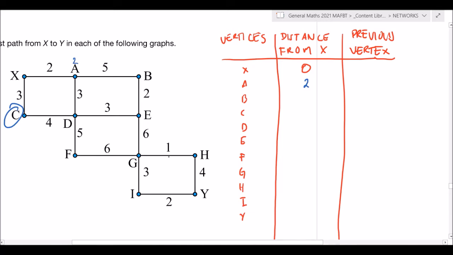Although I see that there are a lot of numbers here, it can get a bit confusing. So just keep in mind that from X to A, the distance is 2. From X to C, the shortest distance is 3. All right, so from X to C, the shortest distance was 3, and the previous vertex for both A and C was the vertex X. So in our previous vertex, we came from X.